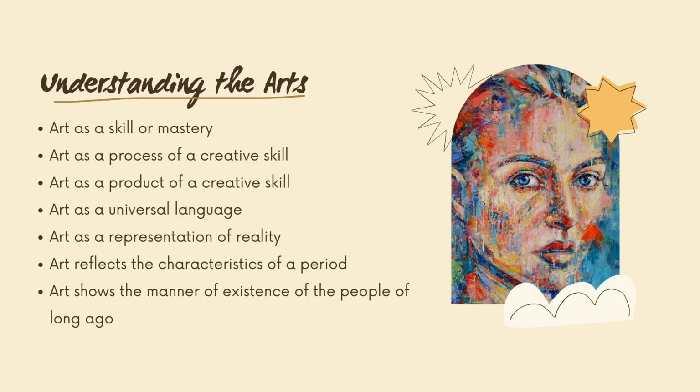An Introduction to the Humanities provides the following definition of art. Art as a skill or mastery. The term art is used to simply refer to a skill or mastery that is manifested in the outstanding product of an endeavor. Art as a process or a product of a creative skill. Art is a process because it involves arranging the aesthetic elements in an artistically interesting and appealing manner. Art as a process or a product of creative skill. Art is a product because it includes human creations, different activities, and manners of expression.